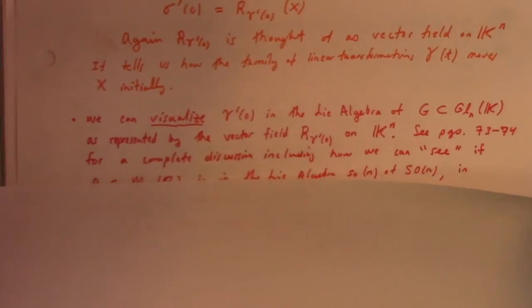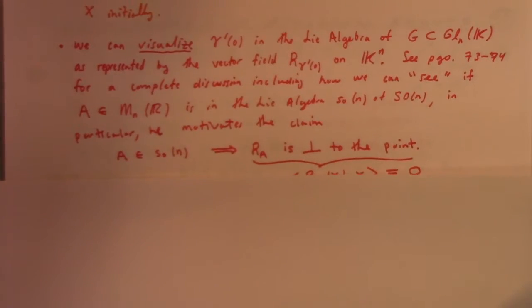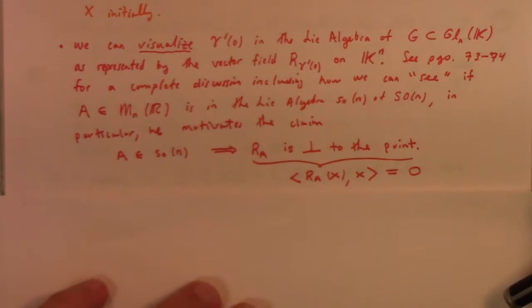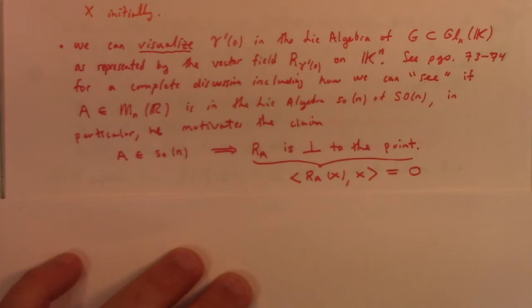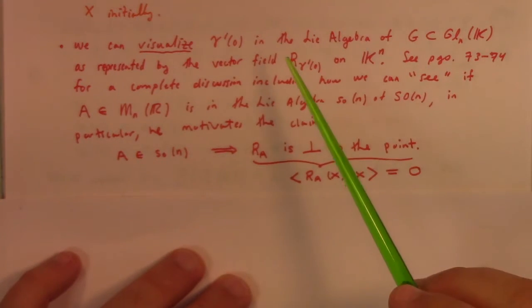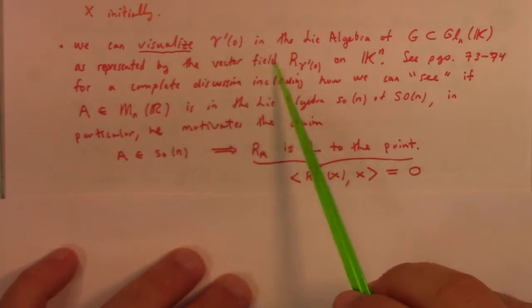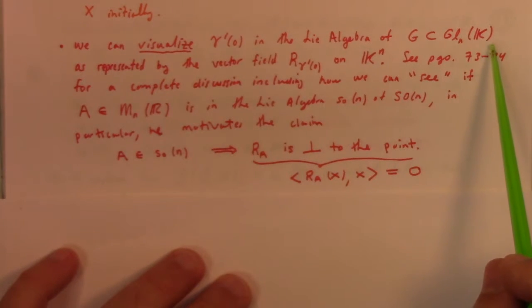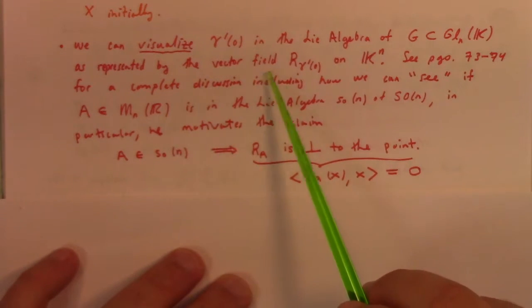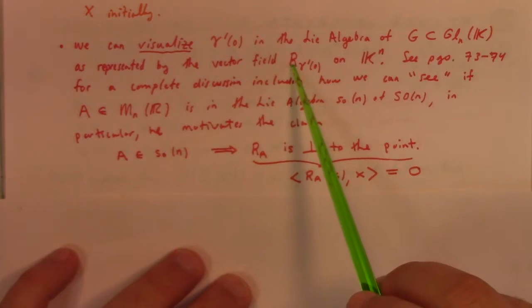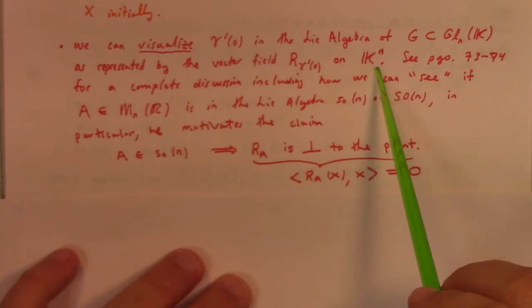I'm not sure I'm really saying enough here for you to understand it, so forgive me if it doesn't make a lot of sense. There are some nice pictures, and the punchline here about rotations and their connection to SON is probably a little more intuitively understandable. But we visualize gamma prime of 0 in the Lie algebra of GL n K as represented by the vector field r gamma prime of 0 on Kn.